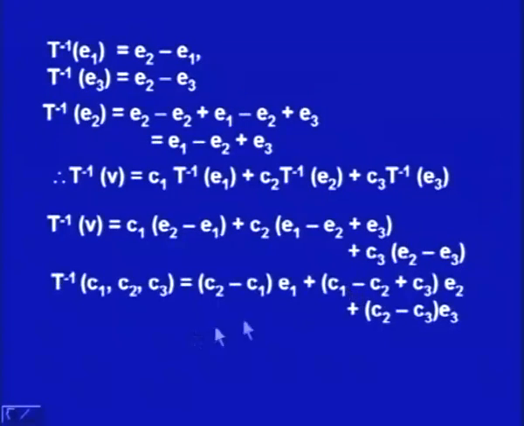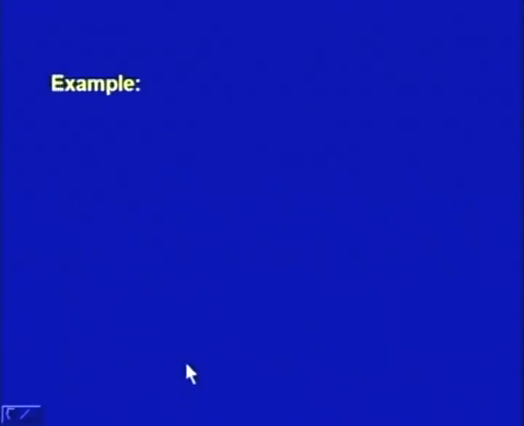Simplifying it, T inverse of (C1, C2, C3), which is the vector V, is equal to (C2 minus C1) E1 plus (C1 minus C2 plus C3) E2 plus (C2 minus C3) E3. So given a vector (C1, C2, C3), we can find its inverse transformation T as this. So this transformation which was given to us is invertible, and we can find the transformation also.